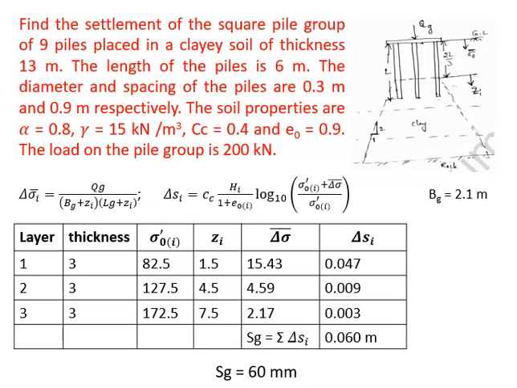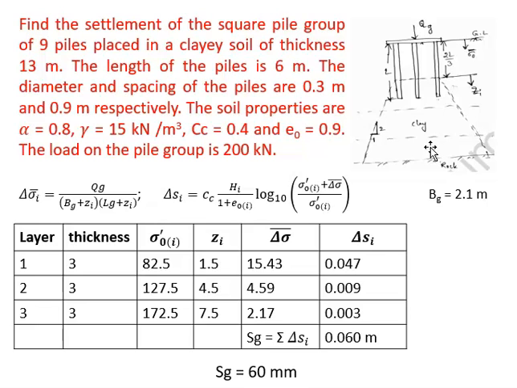So here we have to estimate the settlement of the pile group. All the details are given, like pile diameter, spacing, then soil properties, thickness of clay layer is given as 13 meter. Even the load on the pile group is given as 200 kilonewton. So here we have to estimate the consolidation settlement because it is clay soil.